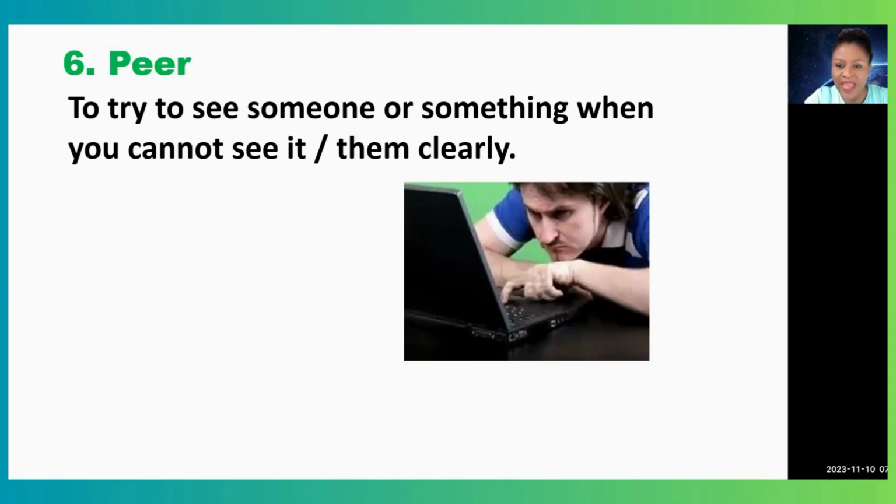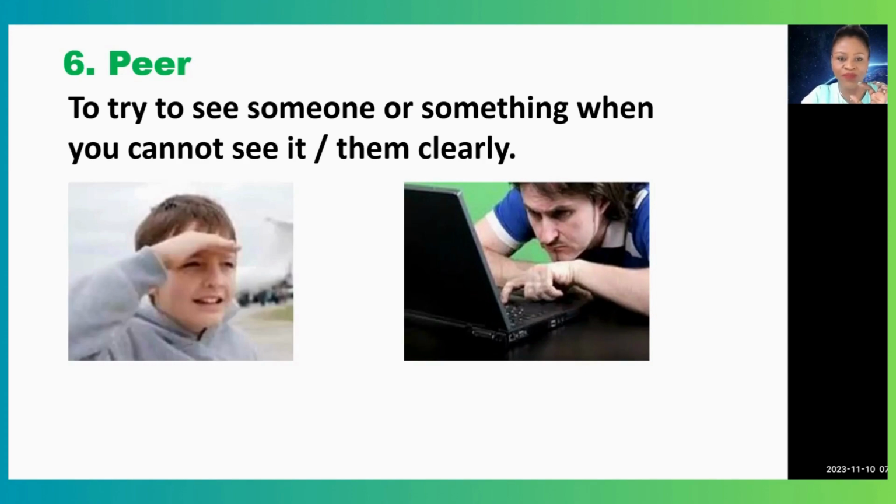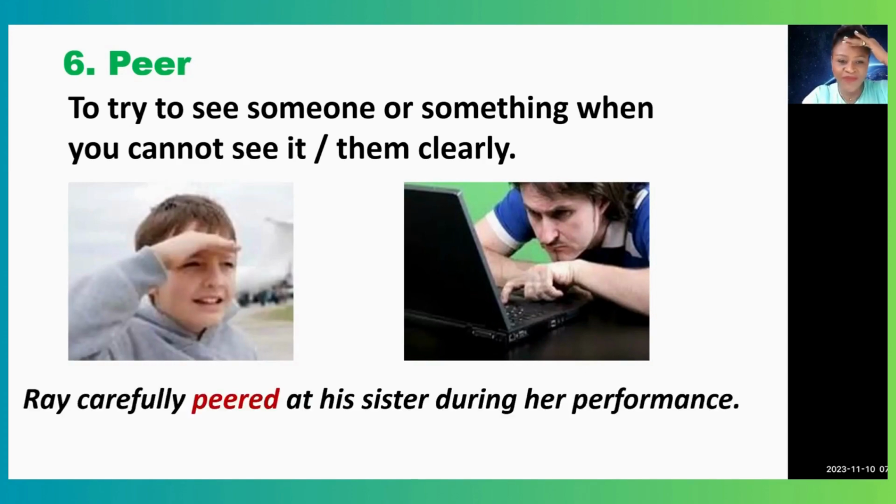Look at this guy. He's peering at his computer. Maybe there is something he's trying to find out. He's looking for a particular information. He cannot get it. He is peering.